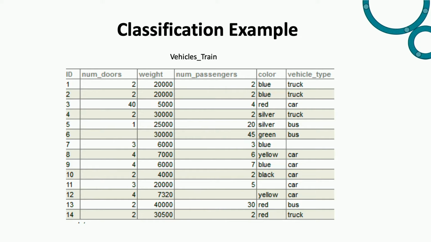So like you can see, we have a pretty small table here, really just 14 rows of data. And there are 4 independent columns: number of doors, the weight of the vehicle, the number of passengers, and the color, and 1 dependent label column, vehicle type. And if you notice, some of these rows have missing values or outliers, like 40 doors for row number 3. And we'd expect AutoML to be able to handle this to a certain extent.